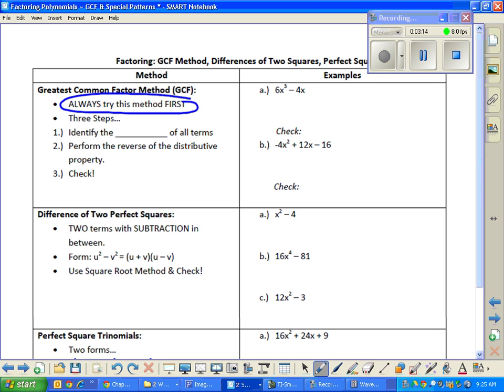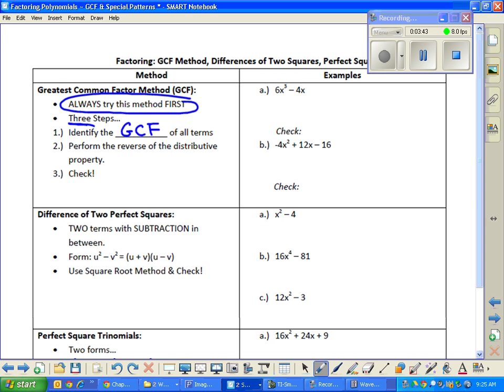More or less, there are 3 steps to doing the GCF method. Step 1 is you must identify, like you did in your warm-up, the greatest common factor, or GCF, of all of the terms. Step 2, we do sort of like the distributive property in reverse. And the last step, you check with the distributive property or FOIL. That's going to be how we check our homework tonight.